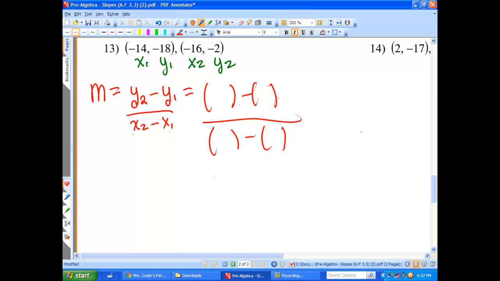So y2 we said and labeled as negative 2, so we'll put that into our first parentheses. And then y1 is negative 18. x2 is negative 16, and x1 is negative 14.